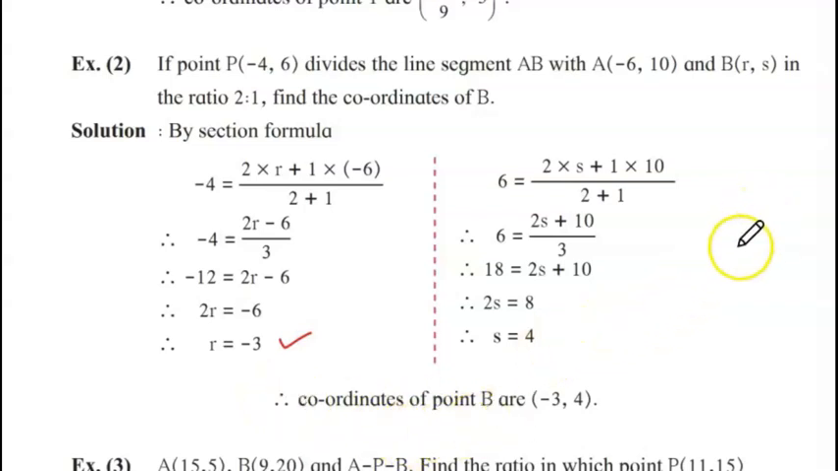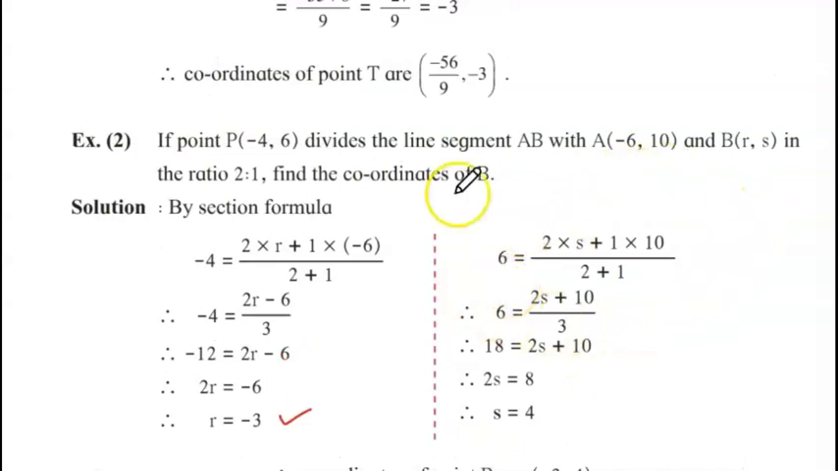Now what about the y coordinate? Here the y coordinate of the point P is 6. Therefore 6 = (m y2 + n y1)/(m + n). m is 2 and y2 is s, plus n y1, that is 1 into 10, upon 2 + 1. Here we will simplify. (2s + 10)/3. Next 6 into 3, 18. 18 = 2s + 10. And therefore 2s = 18 - 10.